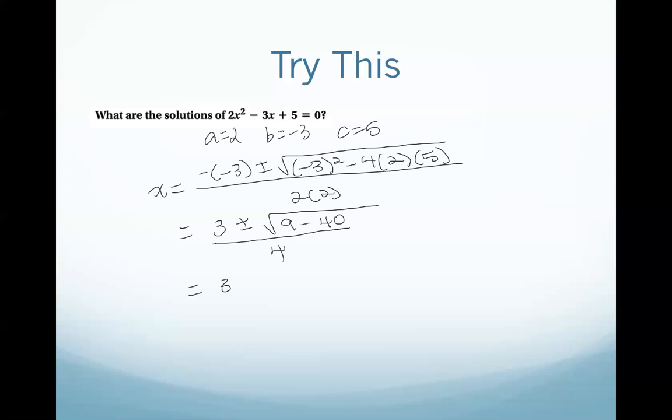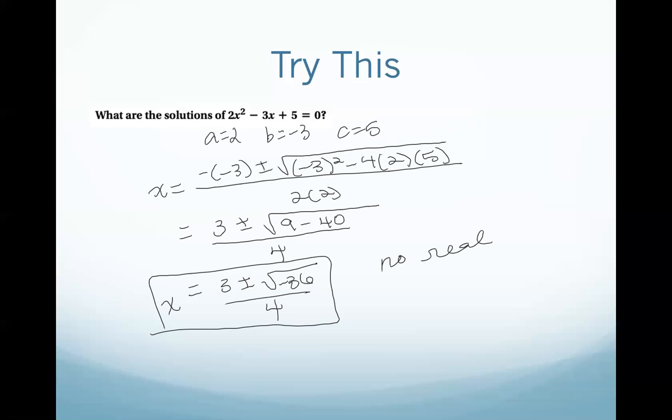So now we have 3 plus or minus the square root of -36, over 4. And then we get stuck because we can't simplify the square root of -36. So that's as far as we can go right now. But we know that there are no real solutions. So what is this solution that I just found?